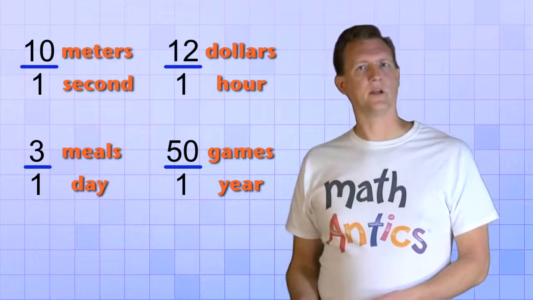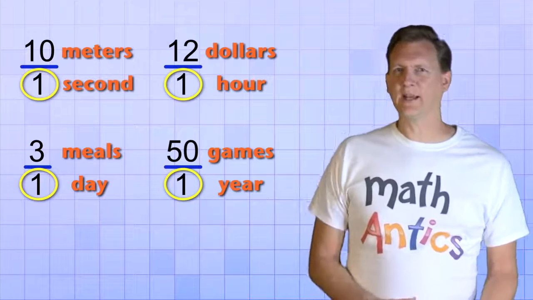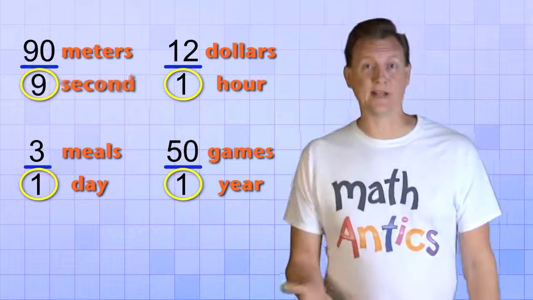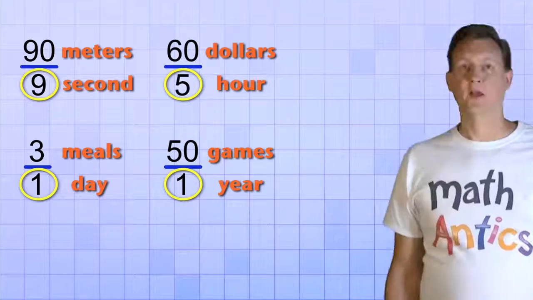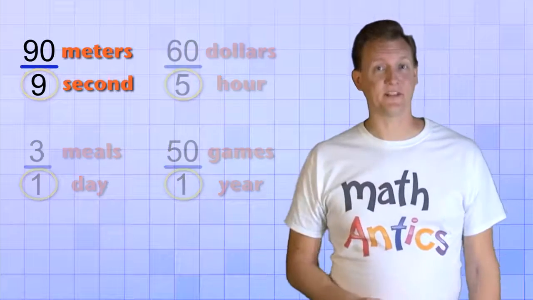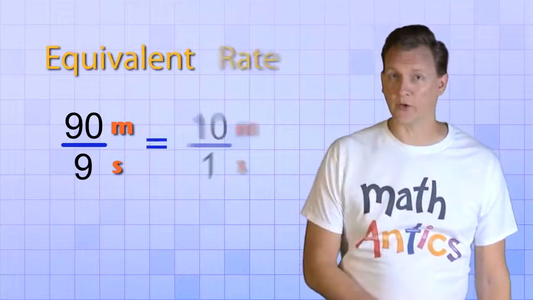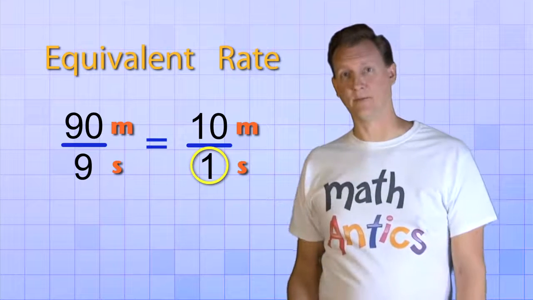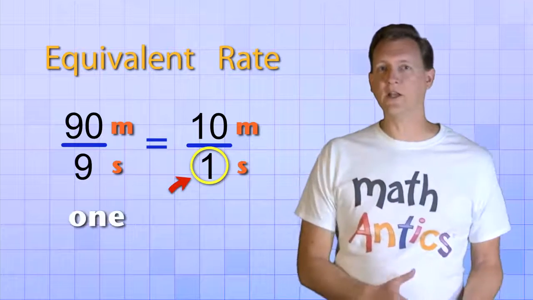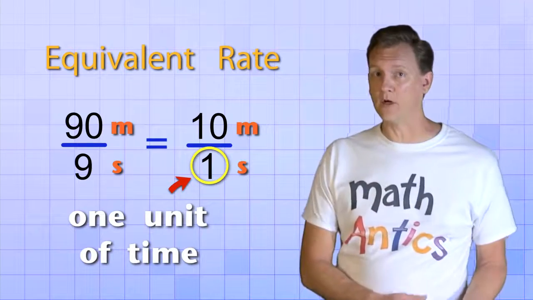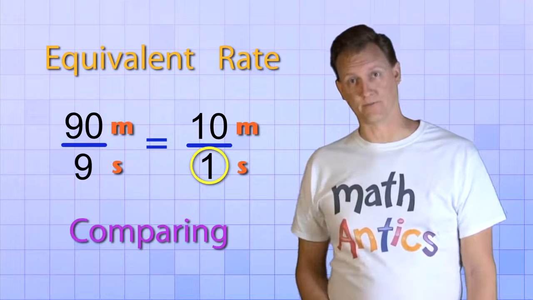But you might be wondering, why are the bottom numbers of all these rates 1? Couldn't you have a rate like 90 meters per 9 seconds? Or $60 per 5 hours? We sure could. But most of the time, when we have rates like that, we want to convert them into an equivalent rate that has 1 as the bottom number. And that's because whenever the bottom number represents only one unit of time, like 1 hour or 1 day, it makes comparing different rates much easier.